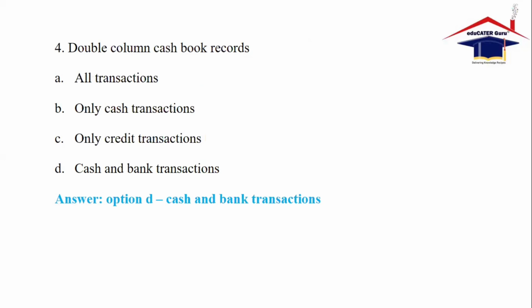Next, double column cash book records all transactions, only cash transactions, only credit transactions, cash and bank transactions. Answer is option D, cash and bank transactions, because double column cash book comes where there are both cash and bank transactions. One column will be cash, other column will be bank. So the answer is option D.